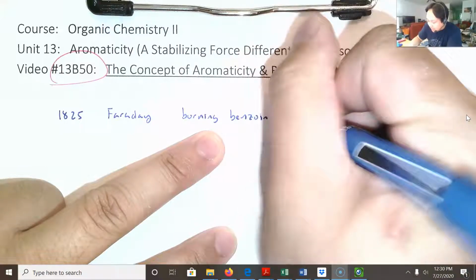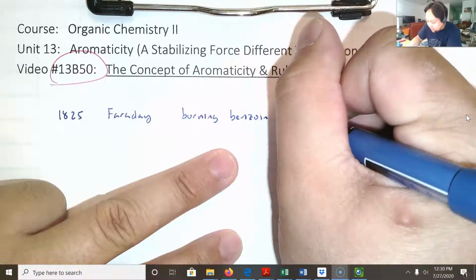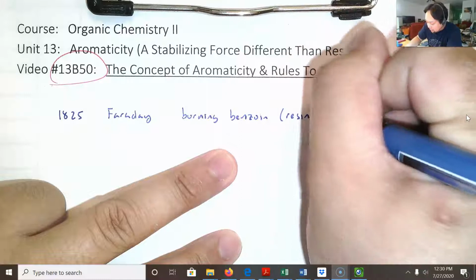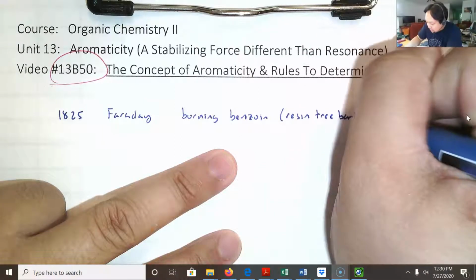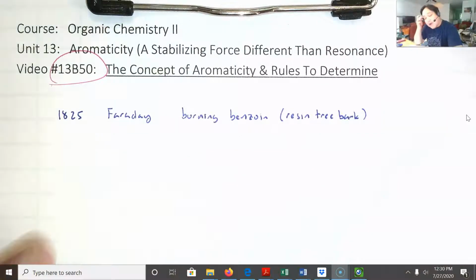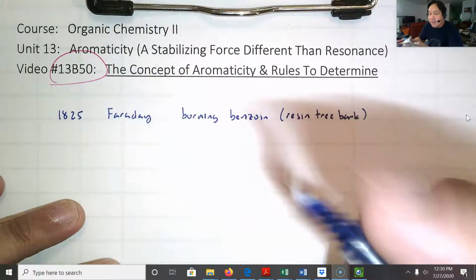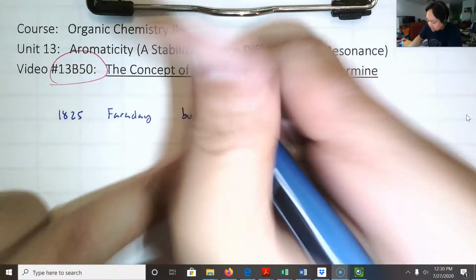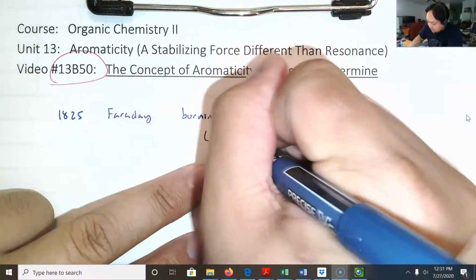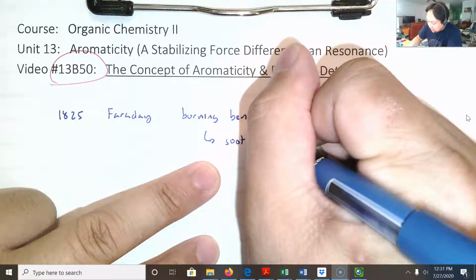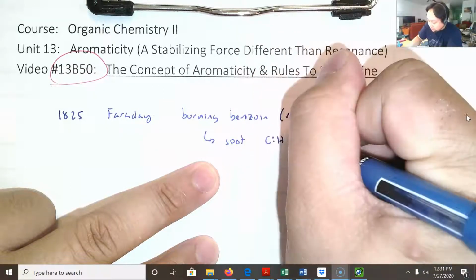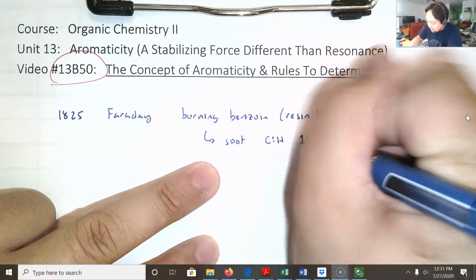Benzoin is coming from the resin from a tree bark, and he isolated an unusual compound, a compound that had a very atypical carbon to hydrogen ratio. So from the soot, he isolated a compound that had a carbon to hydrogen ratio of 1 to 1.